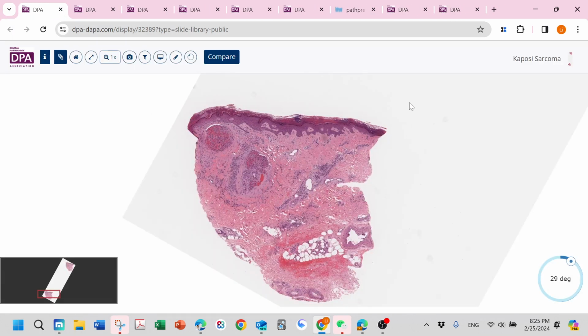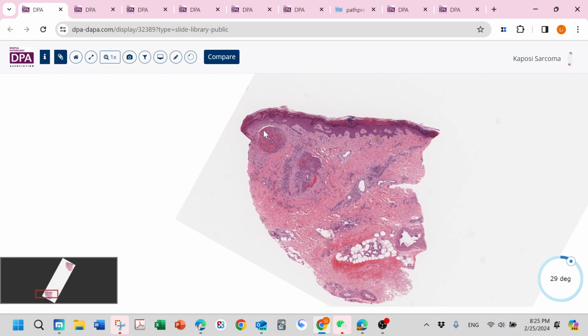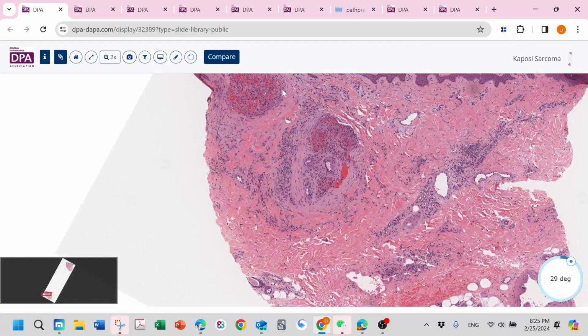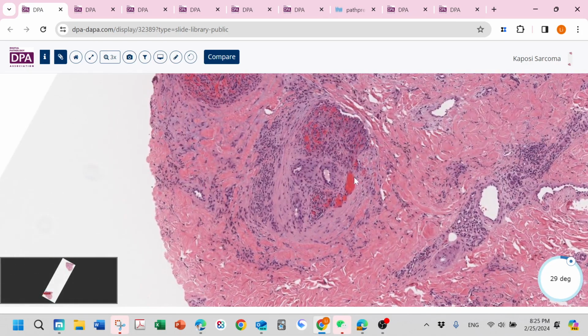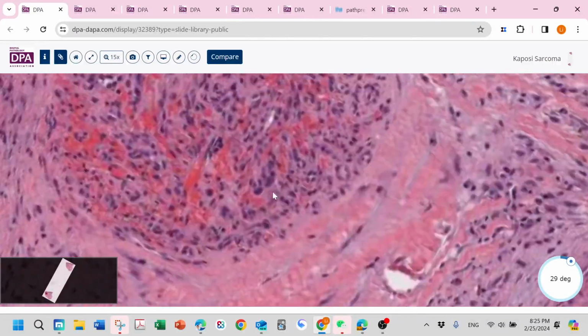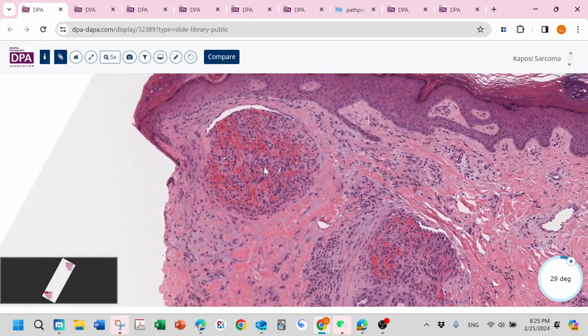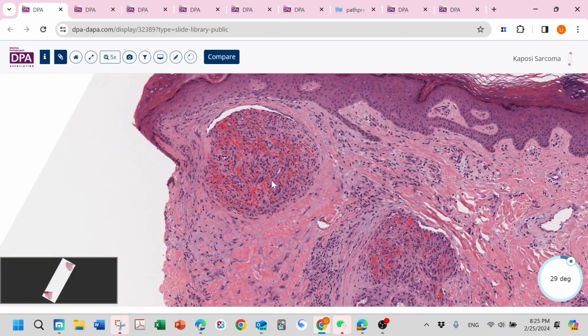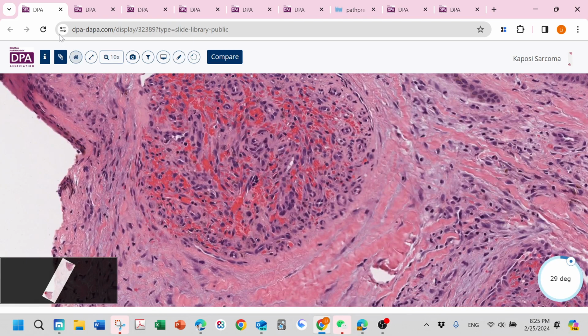This is another Kaposi sarcoma, just spindle cell proliferation forming this nodule in the dermis. We can see slit-like structures, extravasated red blood cells, spindle cell proliferation. So when you see all of these features, you are highly suspicious for Kaposi sarcoma.